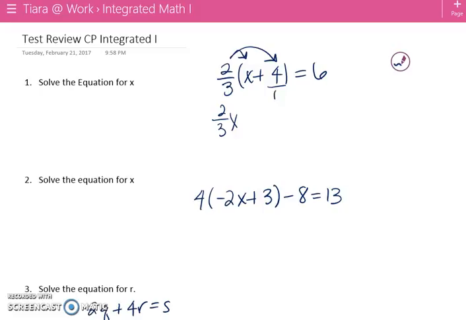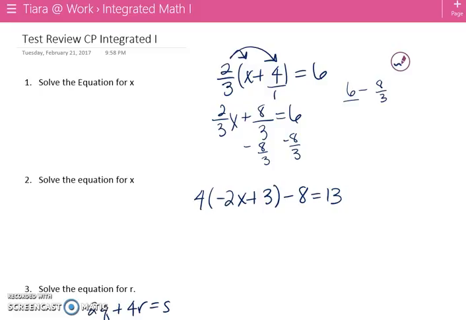So I'm going to go ahead and make that a 4/1. That way I'll multiply the numerator with the numerator, giving me an 8, the denominator with the denominator, giving me 3, equals 6. So now I need to collect my like terms. I'm going to subtract 8/3 from both sides. So I need to do 6 minus 8/3.